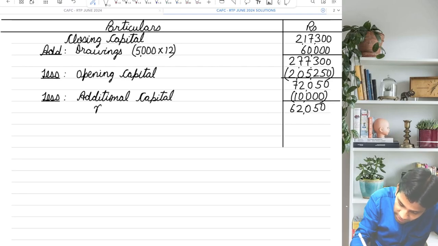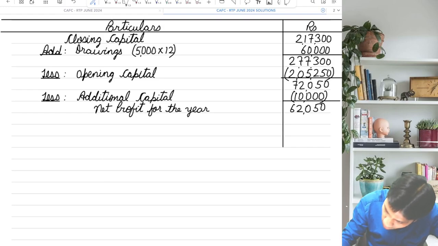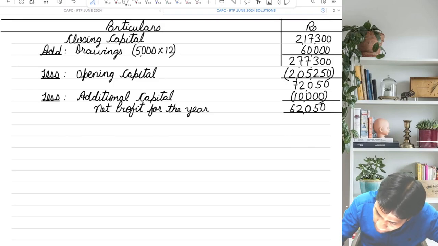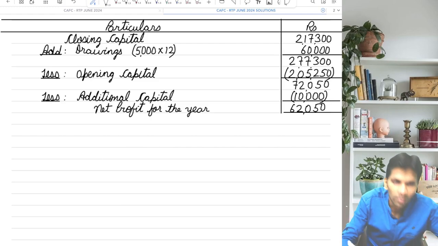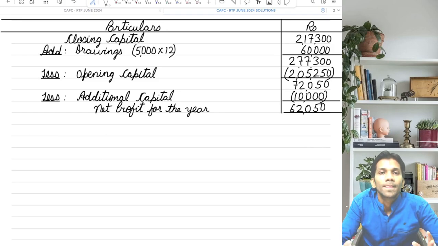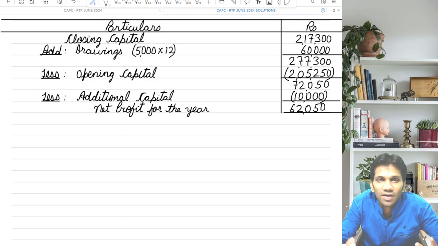So can I say this is the net profit for the year? Net profit for the year. In short, this is the profit which Mr. Ankur has earned during the year ended 31st March 2024. I hope this is very clear. So a very simple sum asked in RTP June 24. Let's take the best benefit out of it and score good marks. The average time to solve this type of question should be 15 to 20 minutes max.